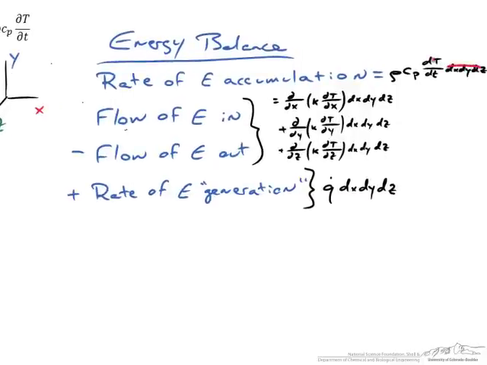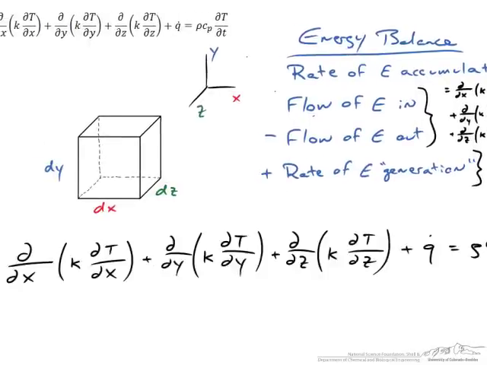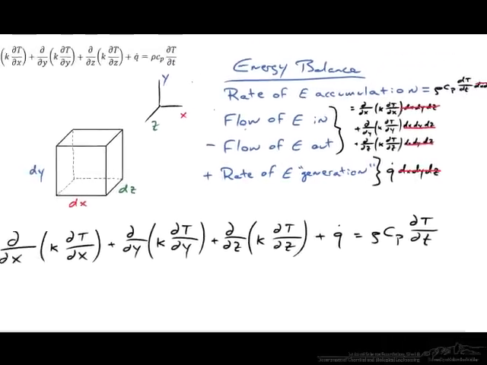So what we'll see when you sum it all up, the differentials dx, dy, and dz all cancel out. And we're left with the final expression, the final heat equation.